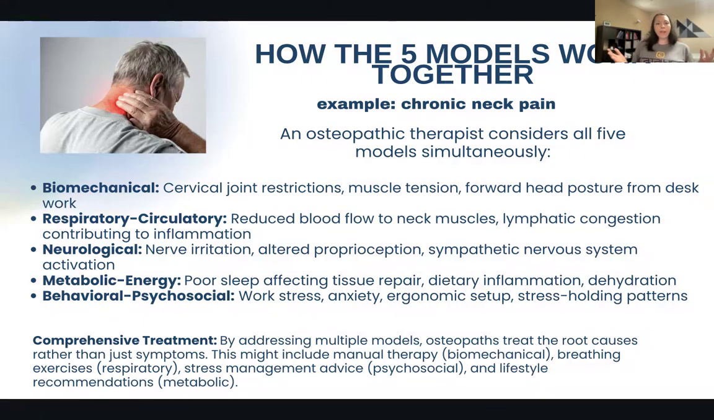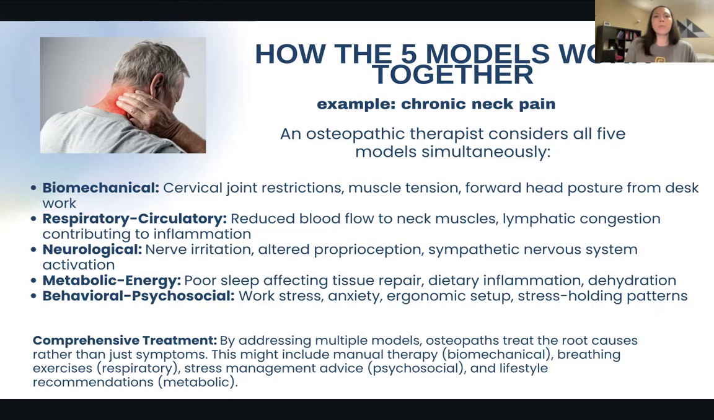So that's all fine and good, but then how do the models work together? So we've got these 5 different components, and then you're working on the individual. How does it work together? So let's take this example of chronic neck pain. So an osteopathic therapist is going to consider all 5 models simultaneously. Now, it might not be an even balance. I'm not looking at, oh, I'm going to spend 10 minutes in each model, but I'm thinking about all of these different systems as I'm doing my evaluation and my treatment.